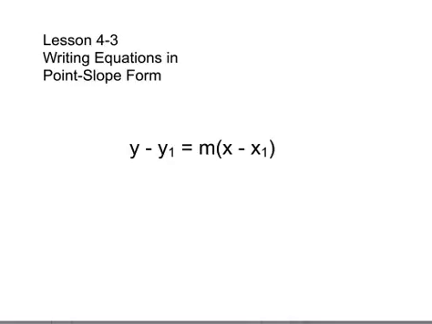So where do we get the y1 and the x1 from? From an ordered pair. We're going to have an ordered pair that gives us the y1 and the x1 to plug into the formula, and we're going to have the slope to plug into the formula. That's where we get the term point slope form: a point, which is an ordered pair, gives us the x1, y1, and the slope gives us the m.